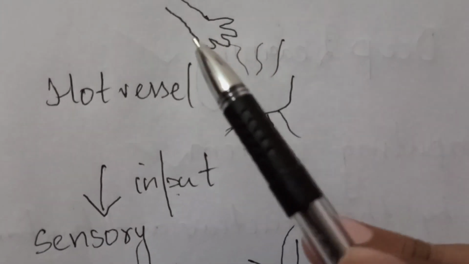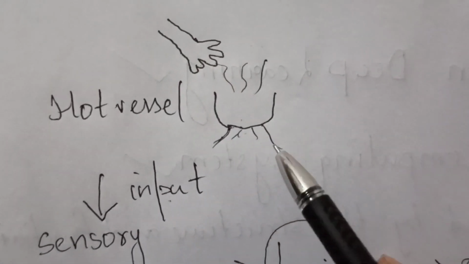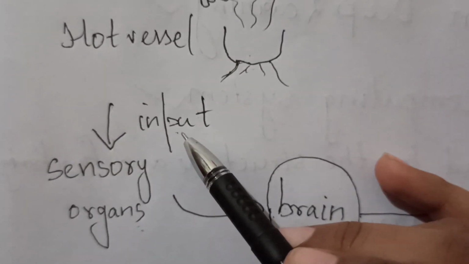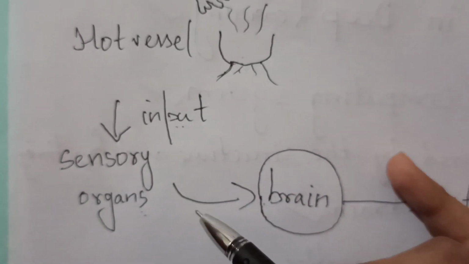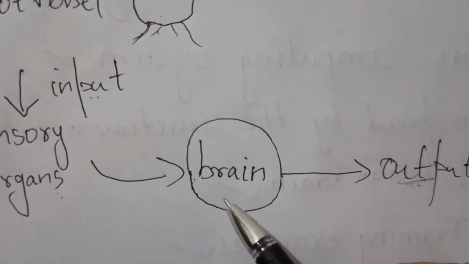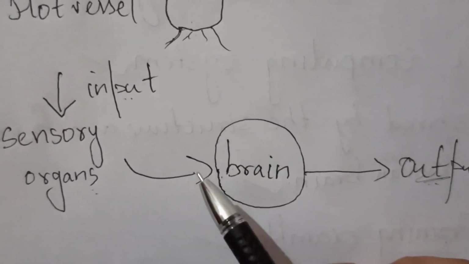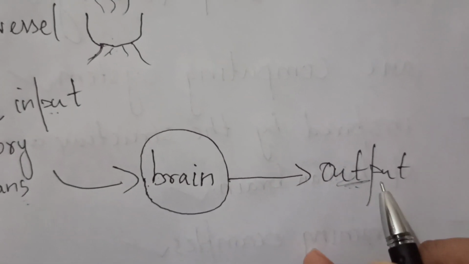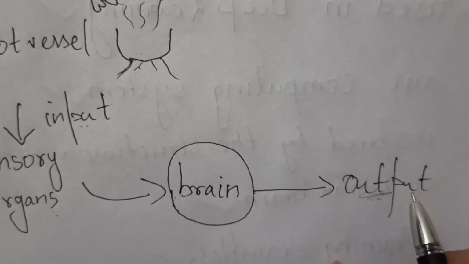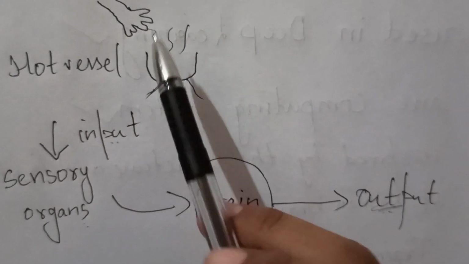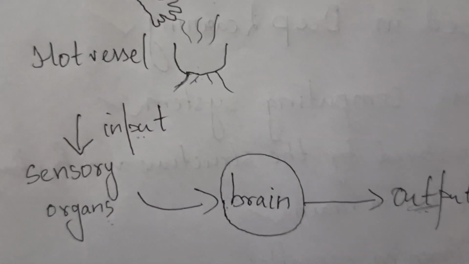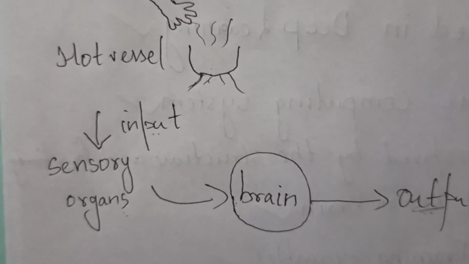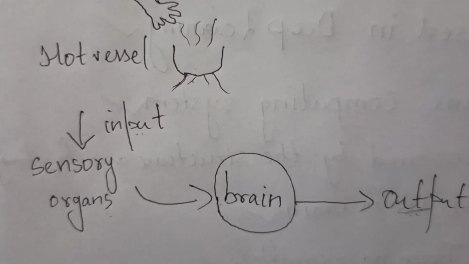So just imagine a situation when you touch a hot vessel. What happens? Your sensory organs receive the input and pass the input to the brain. Brain processes the information given by your sensory organs and gives you the desired output. The output is to quickly take back your hands. So, the neural network also uses the functionality of a human brain.